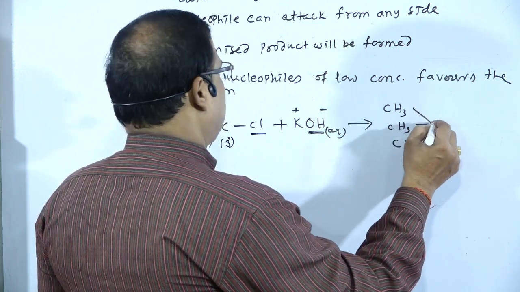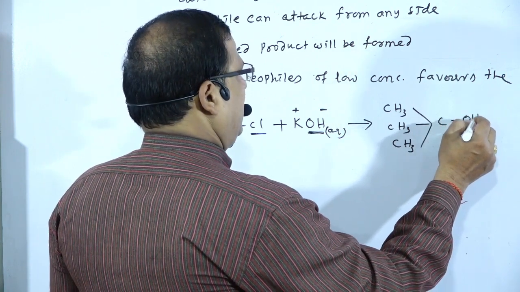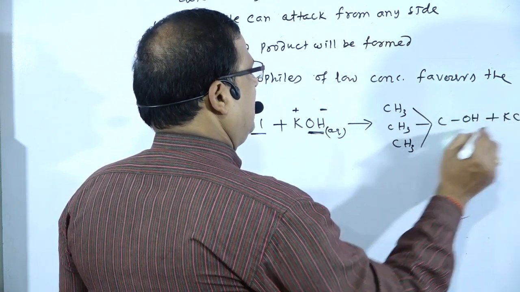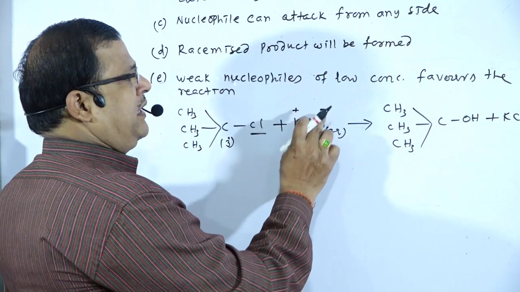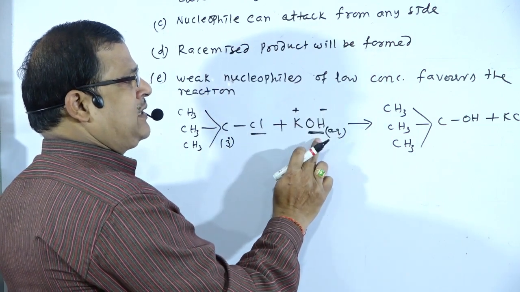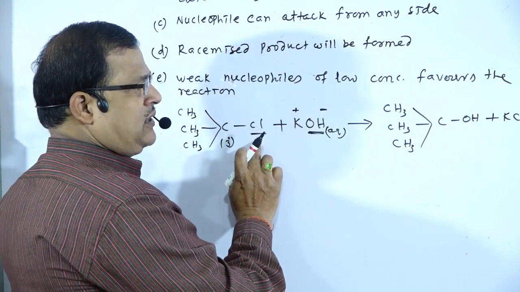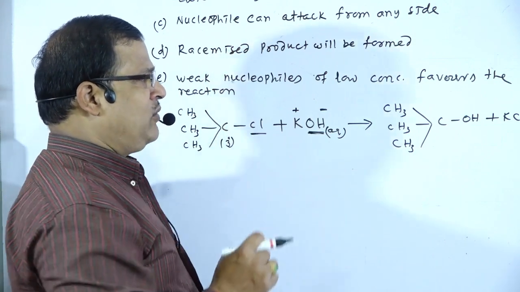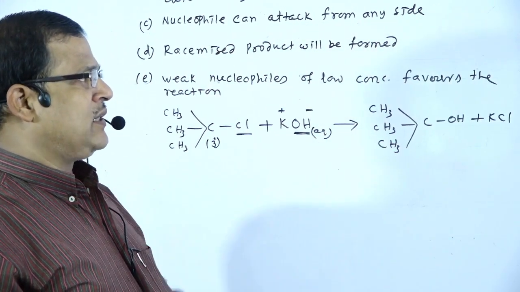So there is the formation of COH plus KCl. The nucleophile is a negatively charged, nucleus-loving species that will substitute that halogen, that is the chlorine atom. So the chlorine atom will get replaced by that nucleophile OH minus.